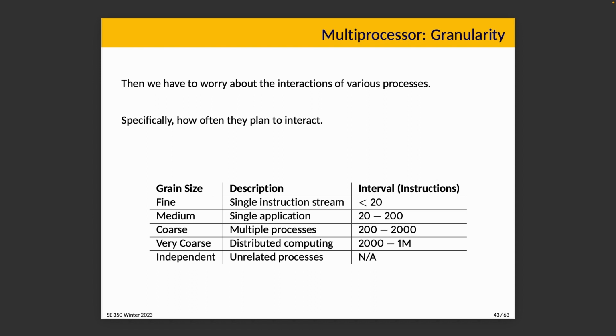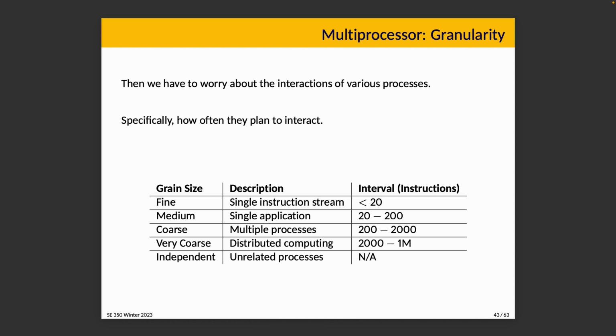How often do the various threads that are running interact? There is very fine-grained, which is interactions within a single instruction stream. There's medium, which is interactions within a single application. There's coarse, which is distributed across multiple processes. Very coarse, which is distributed computing. And for completeness, there's the unrelated processes. So they don't interact at all. They just happen to be running on the same system. And some estimates are provided in the rightmost column.